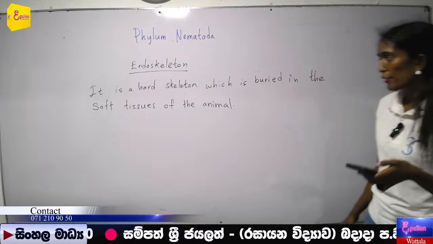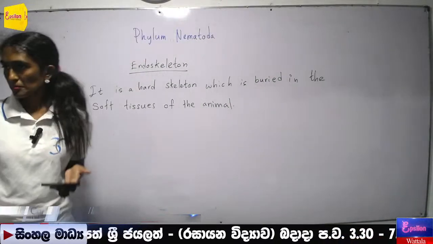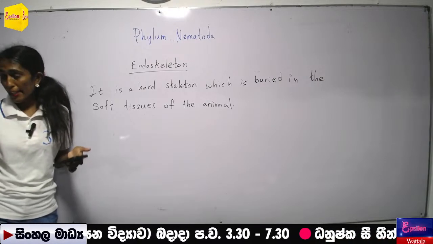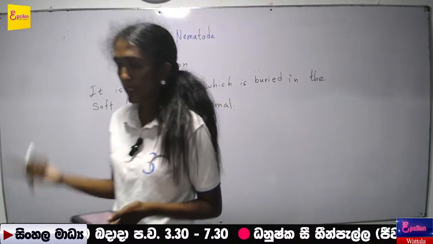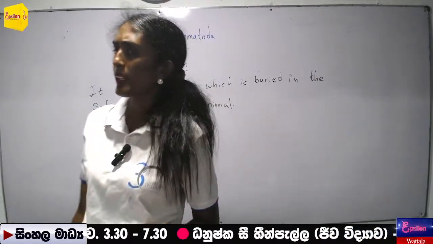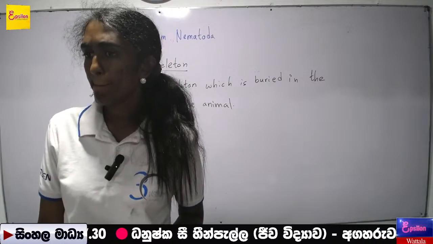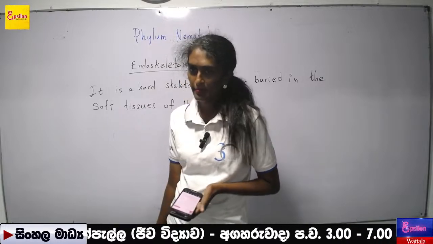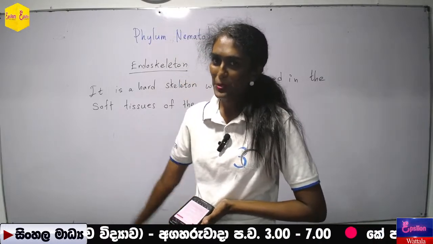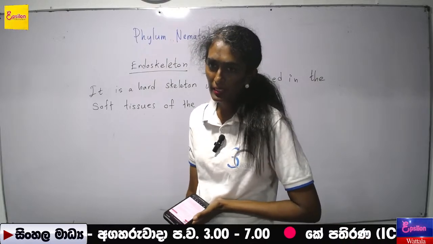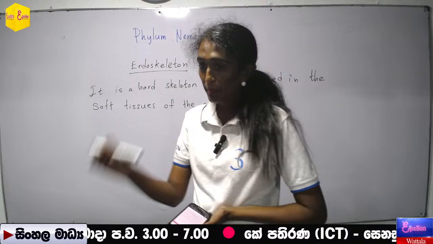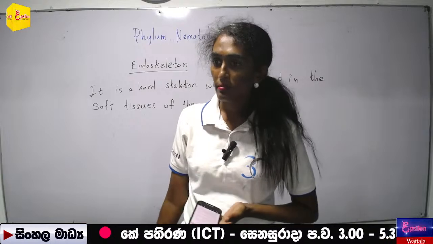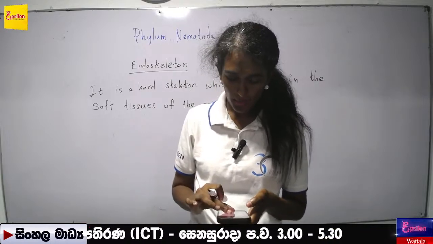Who has an endoskeleton? First, chordates, echinoderms, and also some mollusks have an endoskeleton. Among the mollusks, who has an endoskeleton? Any guesses? No idea? Squid? When you are preparing squid, you remove some plain, colorless thing, right? Squid has it.